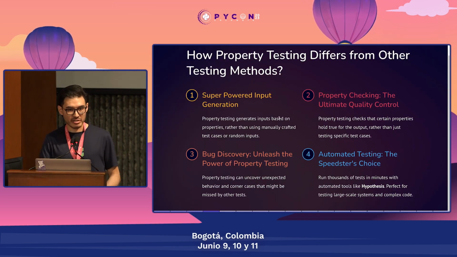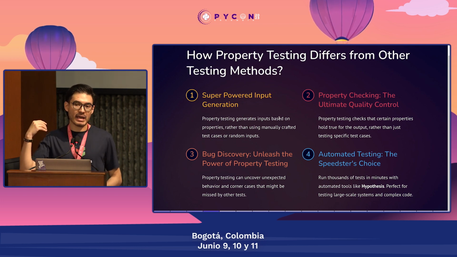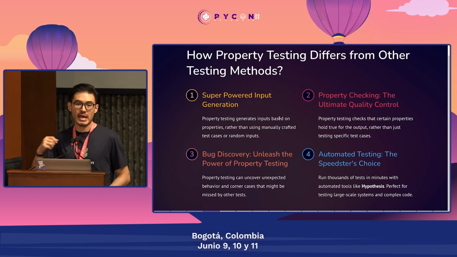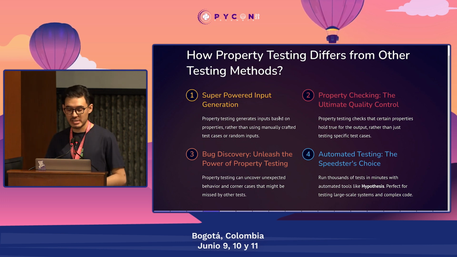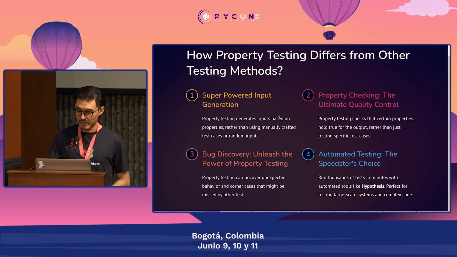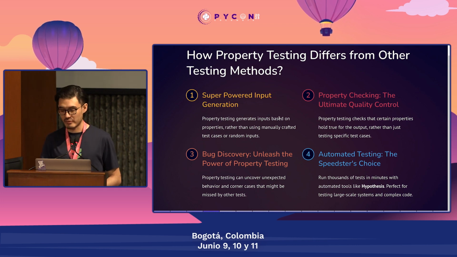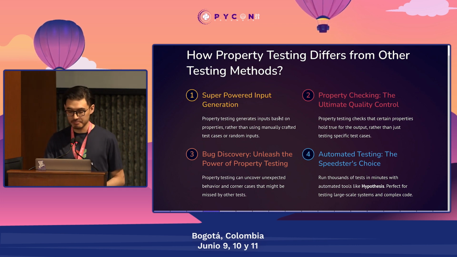This is the speed of choice because we can run hundreds of inputs and tests that are created by property testing frameworks. Today we're going to be reviewing Hypothesis, a framework that is one of the most popular libraries in Python.